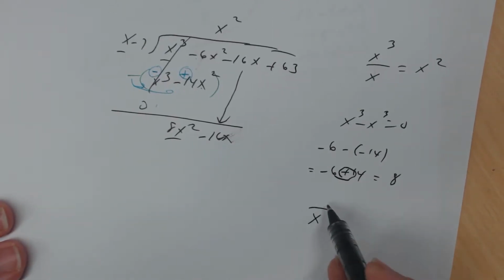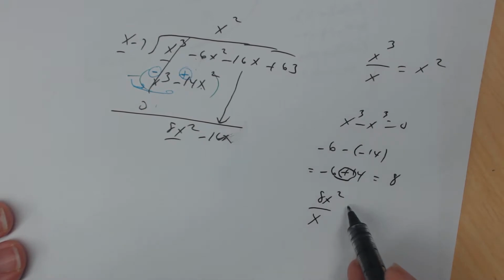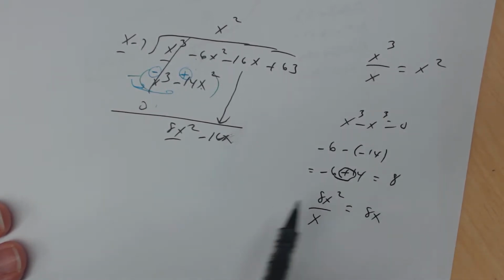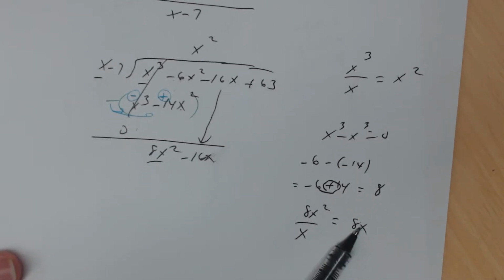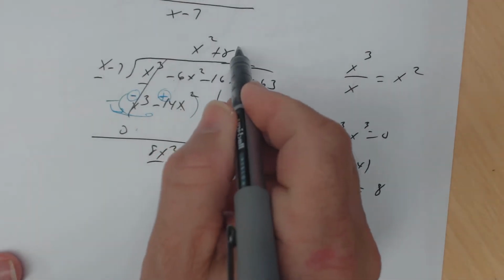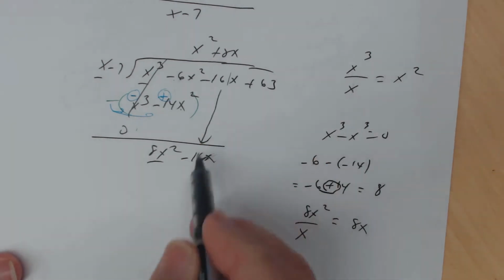So you're saying x divided into 8x squared. Well, x squared divided by x is just x. So that becomes 8x. That's positive 8x, so I'm going to say plus 8x. And notice I'm aligning my like terms, all the x's in one column.